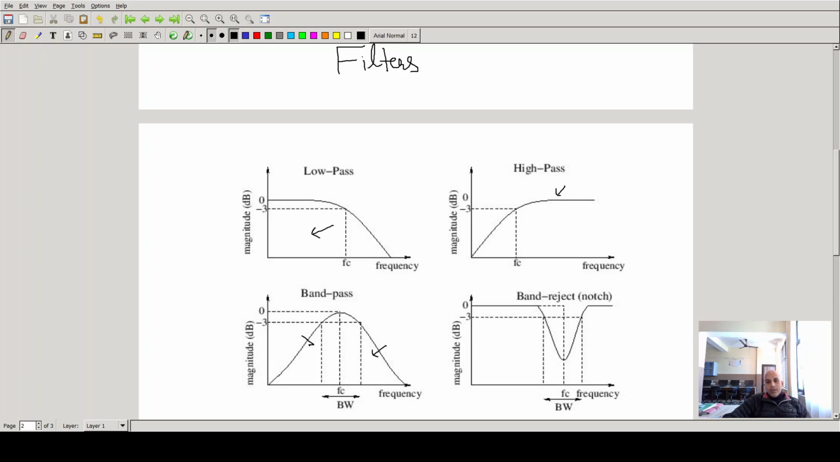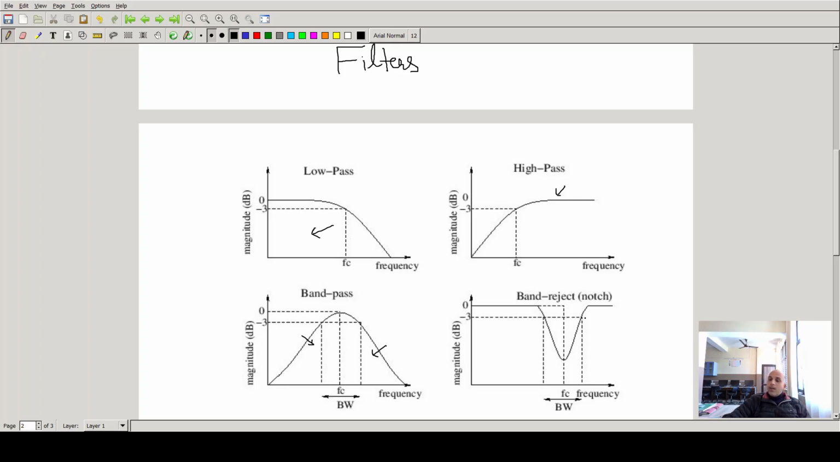Here and here you can see the gain is very low. It reduces and ultimately becomes zero. Here it reduces and becomes zero. This is called the central frequency. If we use this kind of filter, it will be called a band pass filter, right? Similarly, we have a band reject filter.